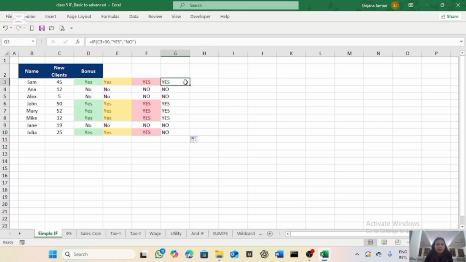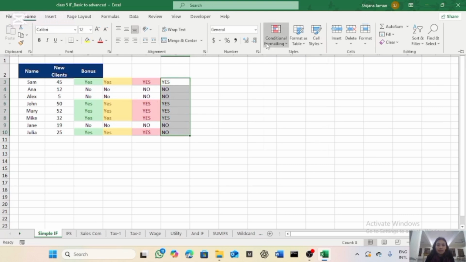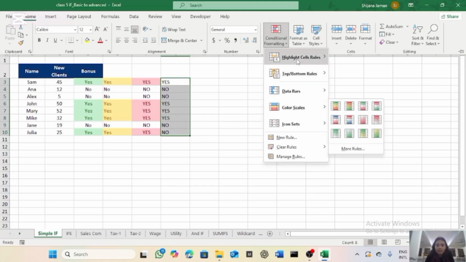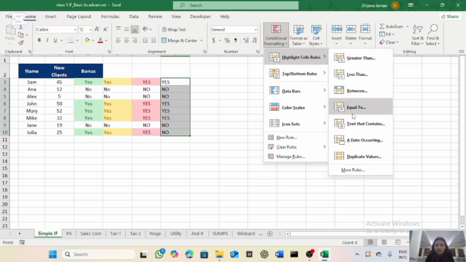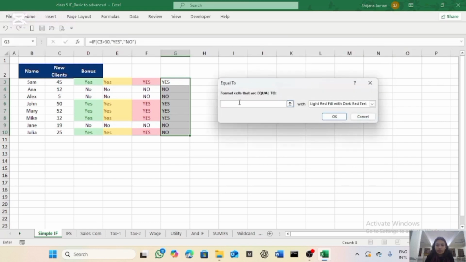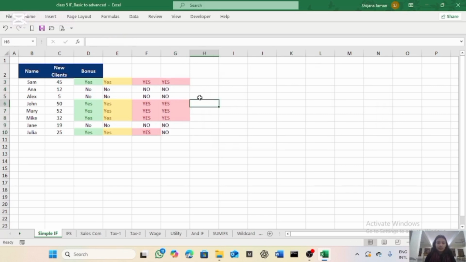So now we want to color it. We have to go Home, then Conditional Formatting, Highlight Cells Rules, Equal To, format cells that are equal to. We are going to color yes. So our yes cells are already colored.